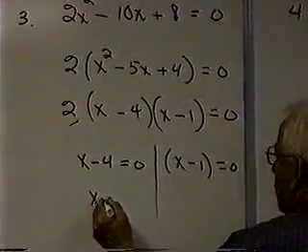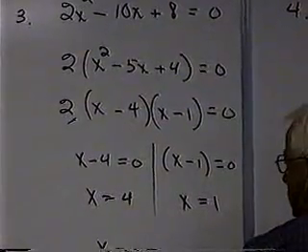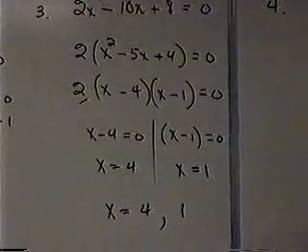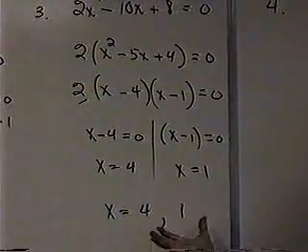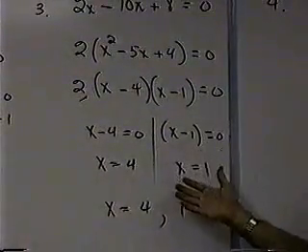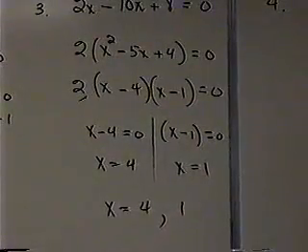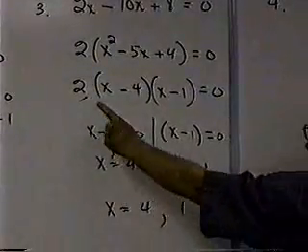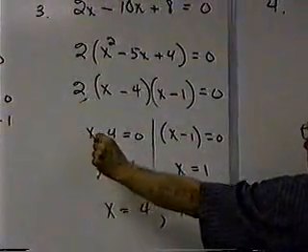Now moving the 4 across and moving the 1 across, we have an answer of 4 and 1. And it doesn't make a difference whether you put 4 and 1 or 1 and 4. It doesn't make a difference in order. Those are the two answers. X could be equal to either 4 and it would be true, or x can be 1 and it would be true. Don't worry about this number out here in front. Now, if you have an x out in front, then that's okay. You'd come down here and put x equals 0.